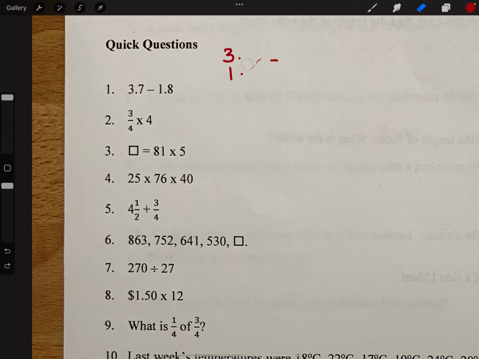Rub out. 3.7 minus 1.8. Make sure the decimal place is in the same column, and then you can take away to get the answer. Question 2.